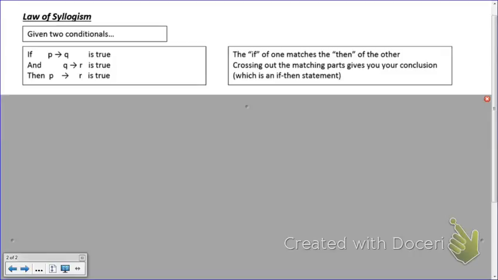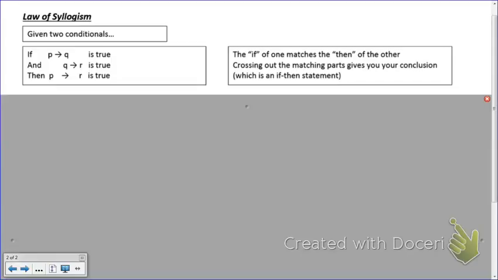The second law of deductive reasoning that we're going to discuss is the law of syllogism. When we have the law of syllogism, we have two conditional statements. So for instance, it could be if P then Q, and your second statement would be if Q then R. And if both of those are true, then we know that if P then R must also be true.